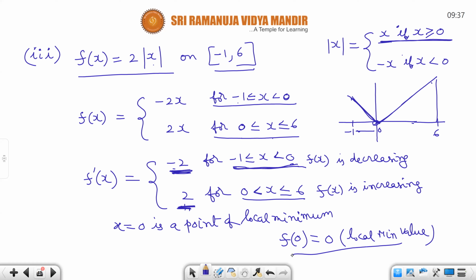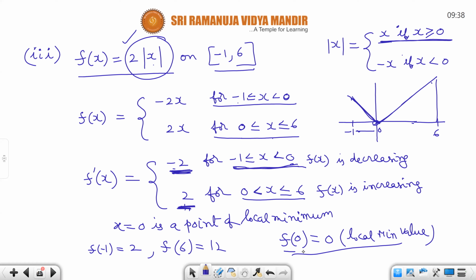Next, what else do we have to find? f of -1 and f of 6 at the endpoints of the interval. So what is f of -1? Put x equal to -1 in the given definition: 2 into mod -1, that is 2. And what is f of 6? 12, sir. 12.